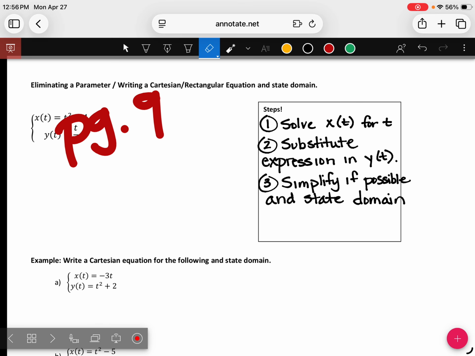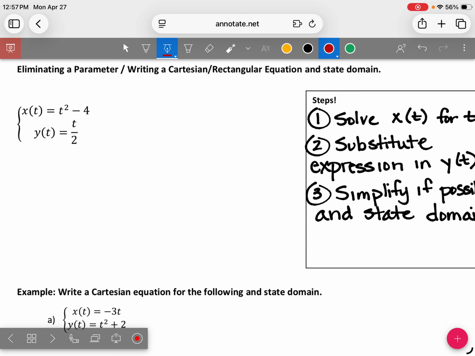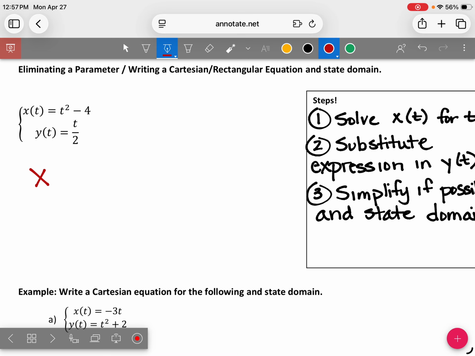So we have our two parameters. So we have x equals t squared minus 4. So I have to solve that for t. What would be my two steps? What do you think I'm going to do first to solve for t?